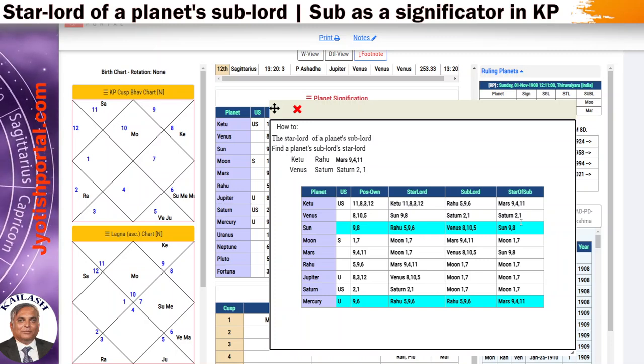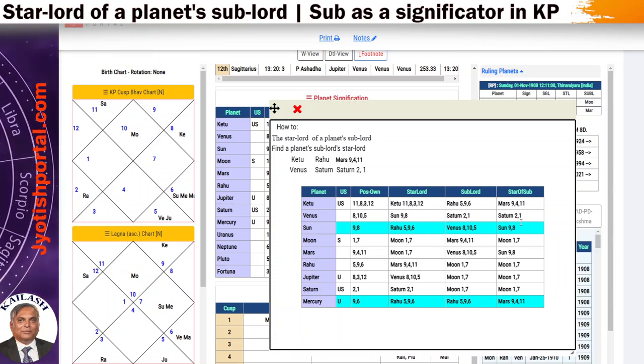So there is a degree of inconsistency, like I mentioned. In K.M. Subramaniam's book, Krishnamurti ji's son, he has consistently followed the sub as a signification. In at least one book, I noticed this. But I will discuss the confusion, what kind of a confusion it creates.